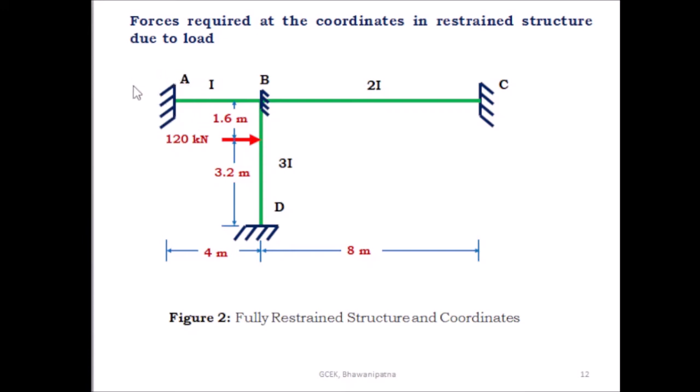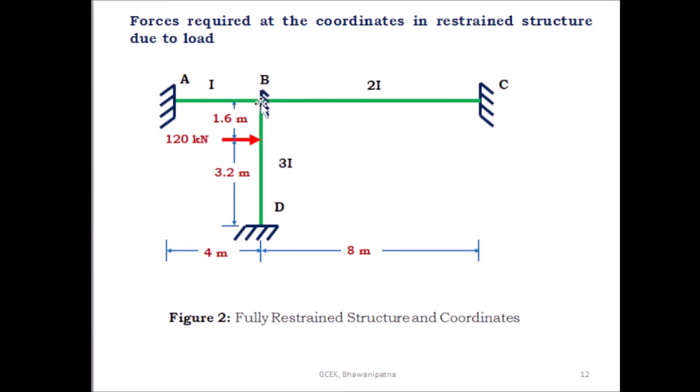There is no displacement at A, no displacement at B, no displacement at C, and no displacement at D. So this is the restrained structure. Now you have to find out the forces required at coordinates 1 and 2 in the restrained structure due to the given load. This is coordinate 1 and this is coordinate 2.